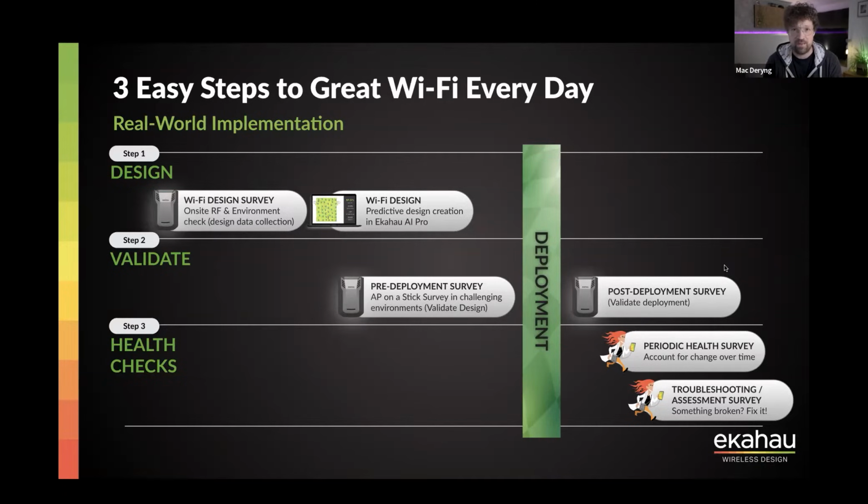Something has changed, perhaps new meeting rooms, new partition walls. You want to be able to find out that stuff. And finally, the troubleshooting. There are 3 steps to troubleshooting, my friends. First and easiest is to do the survey.